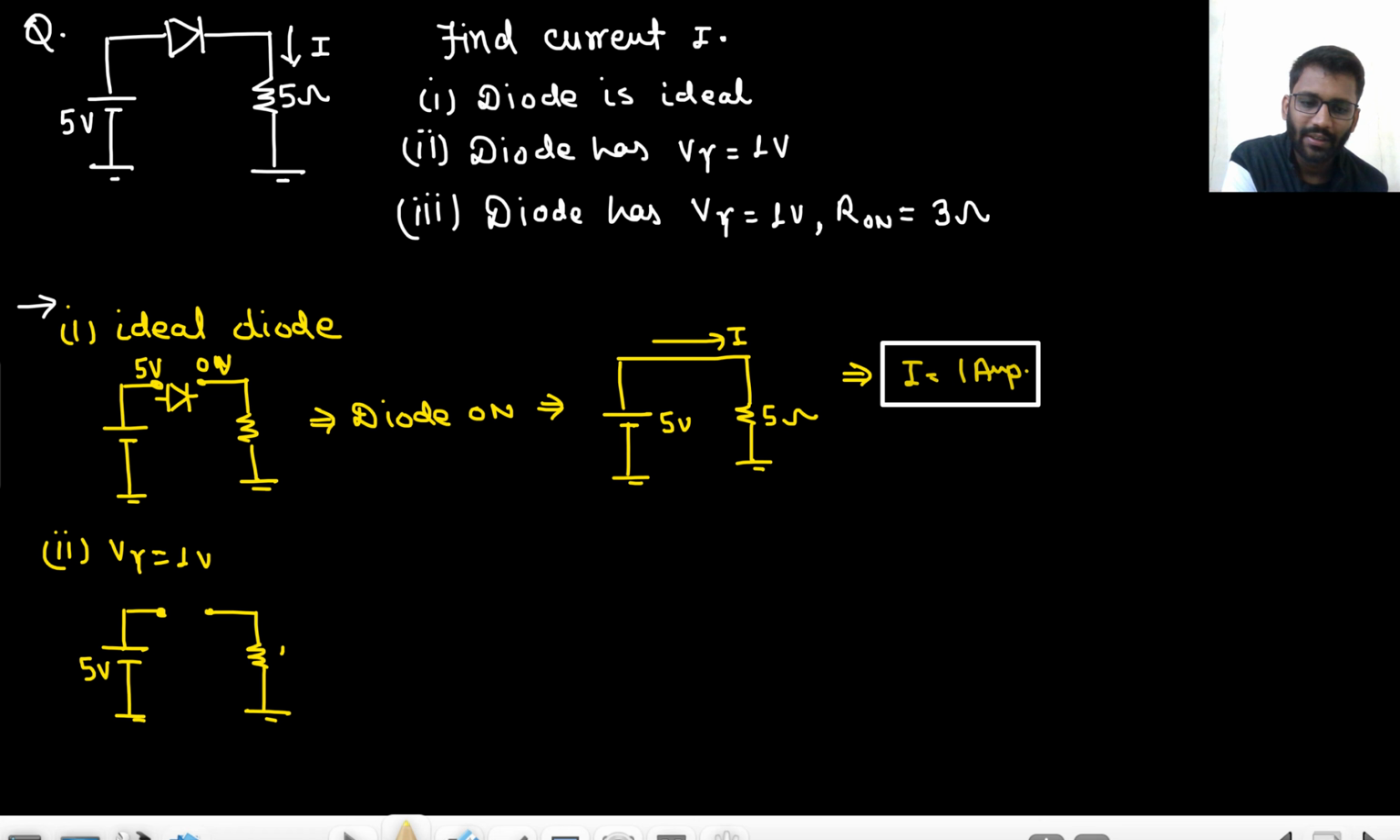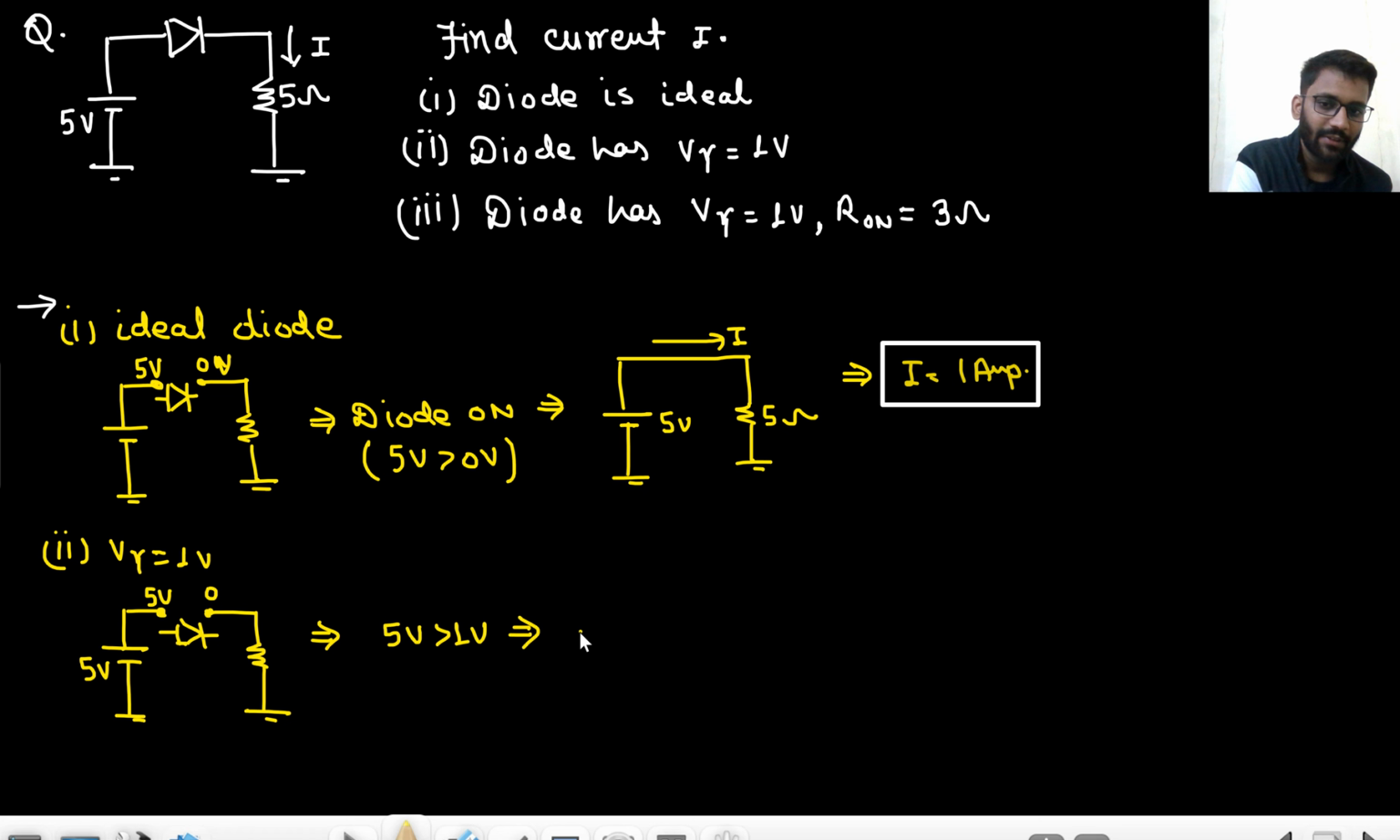So here basically this is the diode, and I am having 5 volt here and 0 volt here. In this case it is turned on because 5 volt is greater than 0 volt. Diode is on because 5 volt is greater than 0 volt, because this was the ideal model. Now this model has a V gamma equal to 1 volt. So 5 volt is greater than 1 volt, that's why the diode is on.